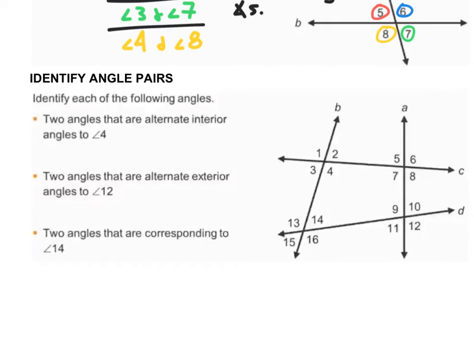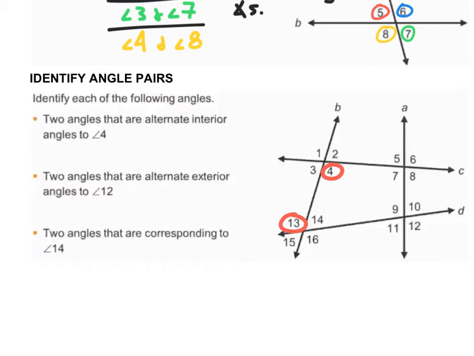So here's angle 4. Let's first find where that angle is. It's right there, all right? Now, using line B as a transversal, the other alternate interior angle to angle 4 would be angle 13, okay? And the reason why is because it's on the interior, in between the two lines, and it alternates about this transversal here.